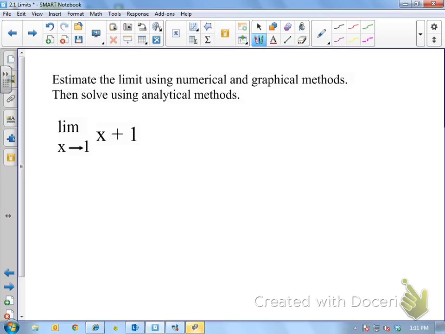Instead of creating a picture for this and finding the limit from a picture, this time let's try and find the limit what we call numerically. Let's find it making a table. So numerically is just a different word for table, making a list of information. So I want to make a table that tells me what my limit is approaching.